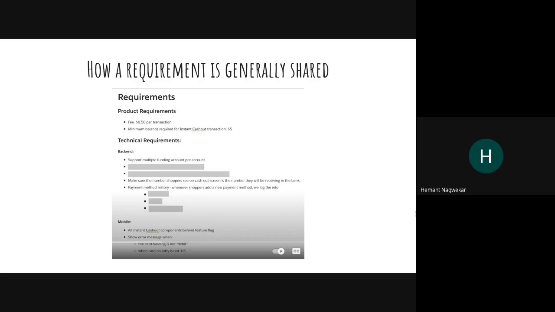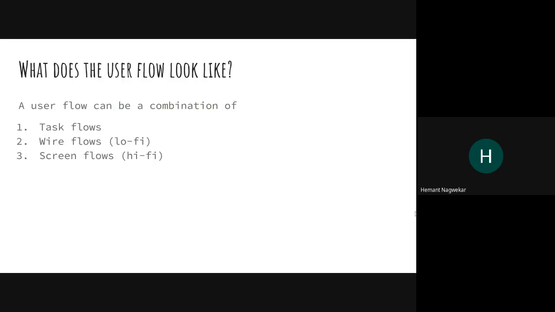So we now need to translate whatever requirement is coming in from a business analyst and say, okay, is this the story you are trying to create? So what is the story? That is what you try to do with the user flow. There is no fixed way of doing a user flow, but having said that, let's look at what the different types of user flows are.